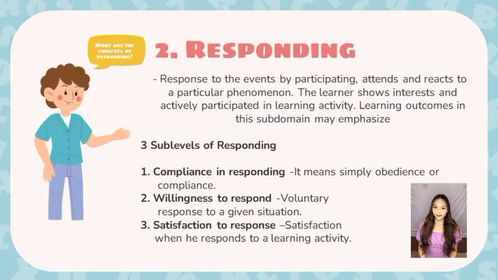Number 2 is responding. The learner responds to events by participating, attending, and reacting to a particular phenomenon. The learner shows interest and actively participates in a learning activity. Learning outcomes in this subdomain may emphasize 3 sublevels of responding. Number 1 is compliance in responding. It means simply obedience or compliance. Number 2, willingness to respond: voluntarily responds to a given situation. Number 3, satisfaction in response: means satisfaction when he responds to a learning activity.